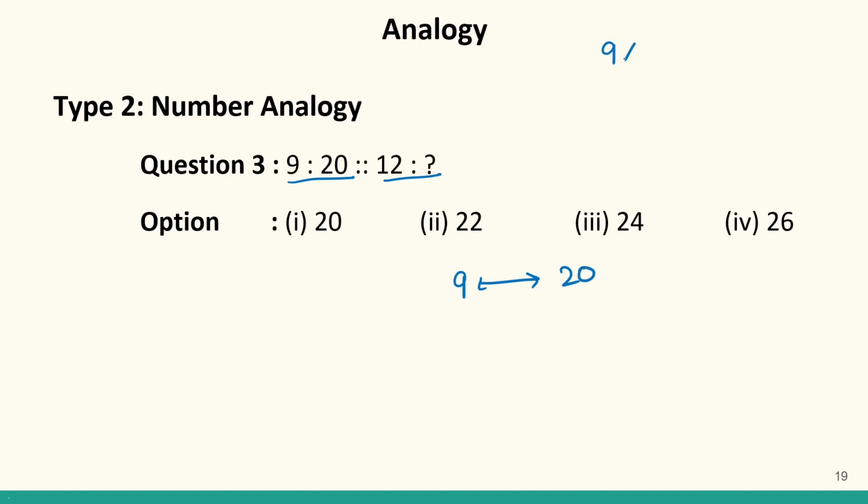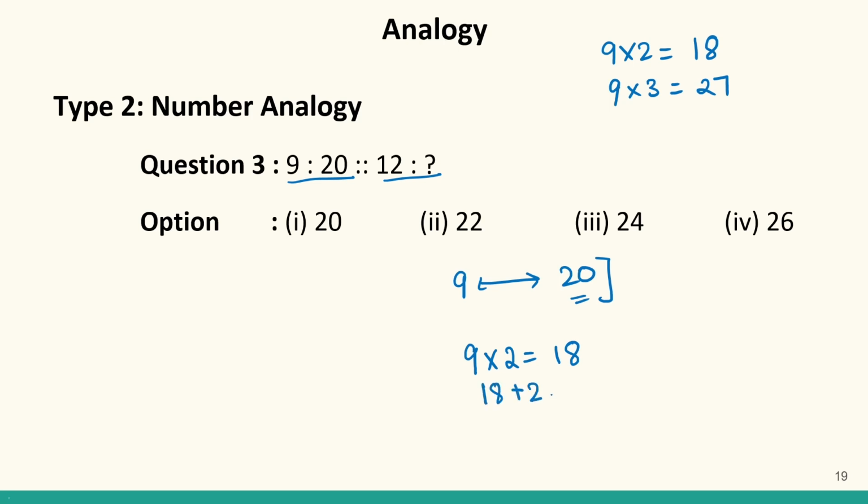If I multiply it by 2, I'll get 18. And if I multiply it by 3, I'll get 27. So we are not directly multiplying it by some number to get this. Now let us use two operations. So if I multiply 9 by 2, I'll get 18. And if I add 2 in 18, I'll get 20. Right? Let us do the same thing for 12.